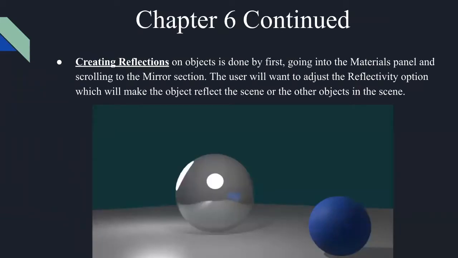And next, creating reflective objects is done first by going into the materials panel and scrolling down to the mirror section. You usually want to adjust the reflectivity option, which will make the object reflect the scene or the other objects within the scene. And as you can see in the image below, I did just this. There's also an option for the user to reflect the scene or the objects within it much more exactly.